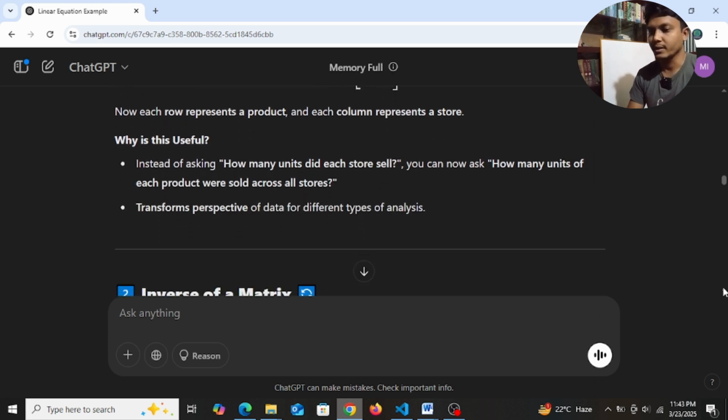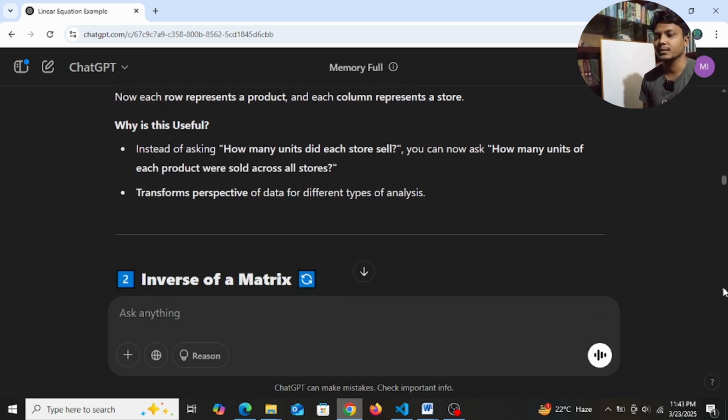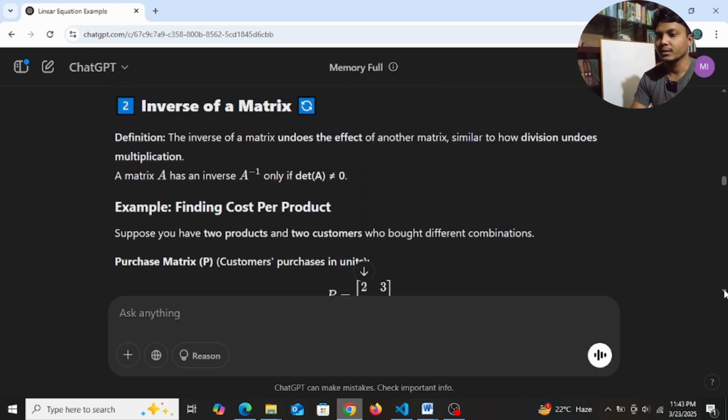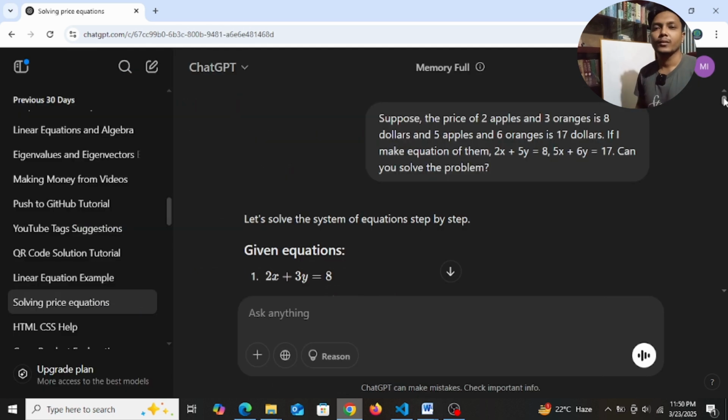So why is it useful? Instead of asking how many units each store sold, you can now ask how many units of each product were sold across all stores. So this is the transpose, guys. It transforms the perspective of data for different types of analysis. Now we'll have to understand the inverse of a matrix. Before diving into inverse or identity matrix, we will see a use case, right?